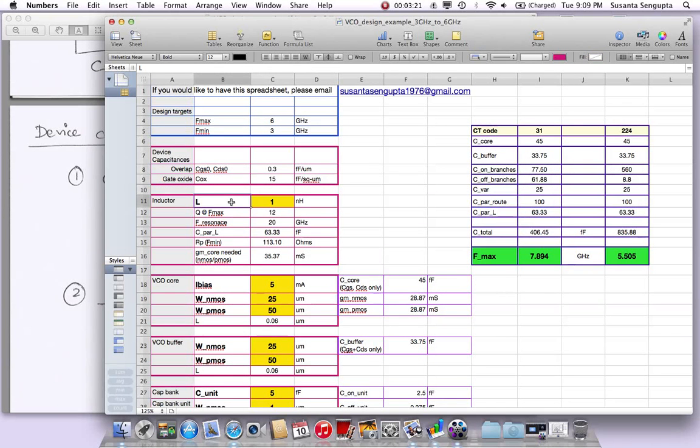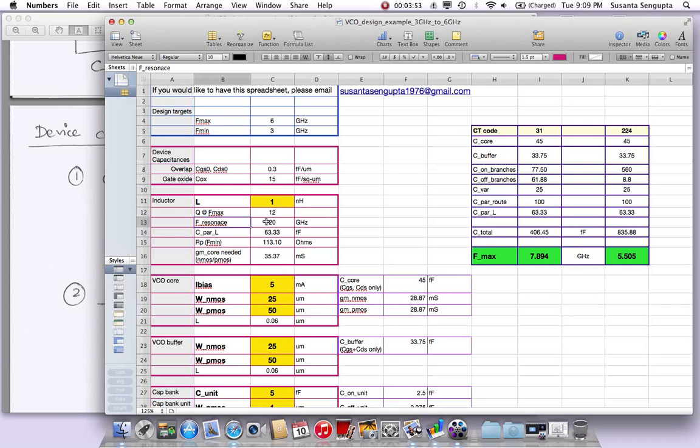So for the inductor, I'm just using an initial value of 1 nanohenry. It could be anything, but let's just put this value. We will change it and we'll see how these things move around. The Q that I have assumed at Fmax, around 6 GHz, I'm assuming that I can make a coil which can give me a Q of 12 at Fmax, which is 6 GHz. The resonance frequency, as I mentioned earlier, I'm assuming to be 20 GHz. If I'm trying to make a coil with a Q of 12 at 6 gigahertz, I might not get 20 gigahertz.